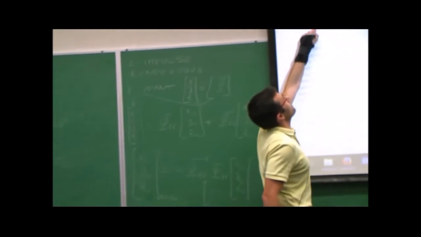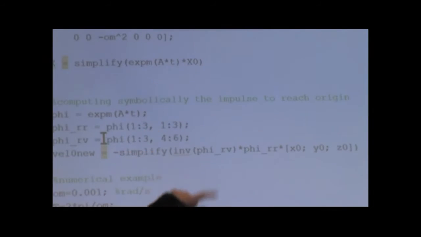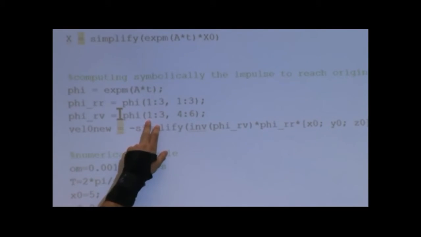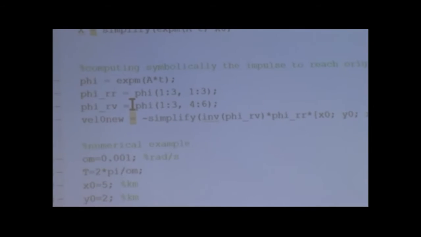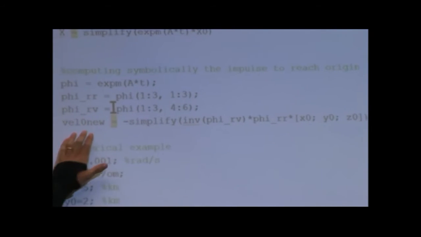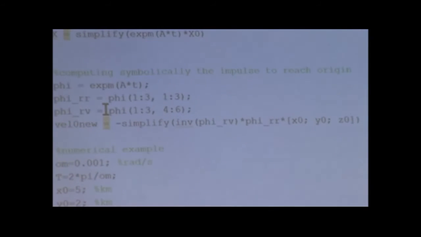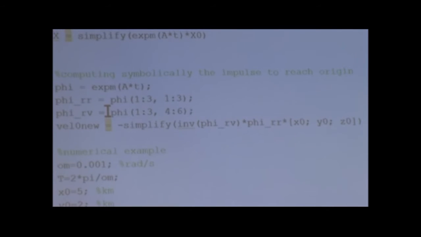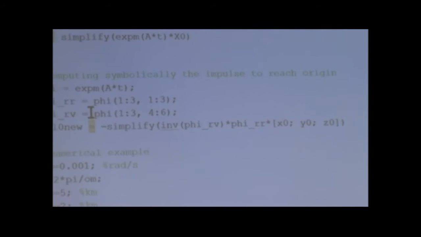The phi matrix was that exponential of AT that I computed analytically. The phi RR is the first 3 columns and rows, and then the phi RV is the first 3 rows and the last 3 columns, 4, 5, 6. And symbolically, this is the delta. This is the new velocity you would have to have. So the inverse of phi RV, here it is, times phi RR times the initial position. That is the new velocity you would have to end up at 0.